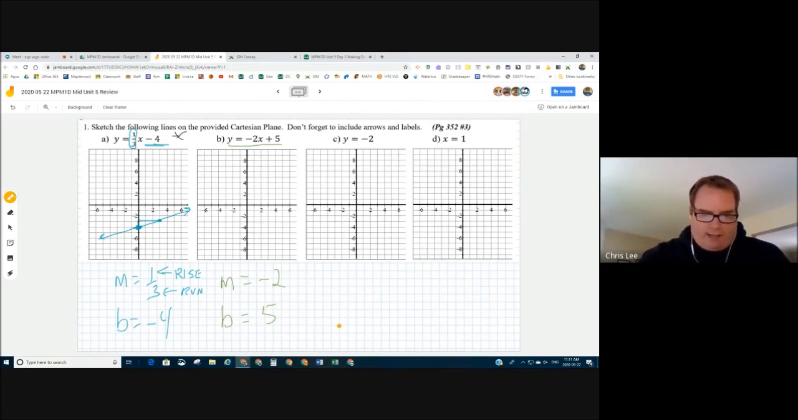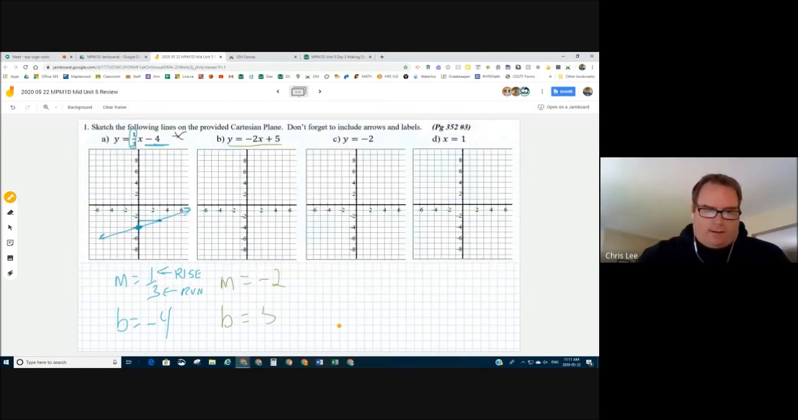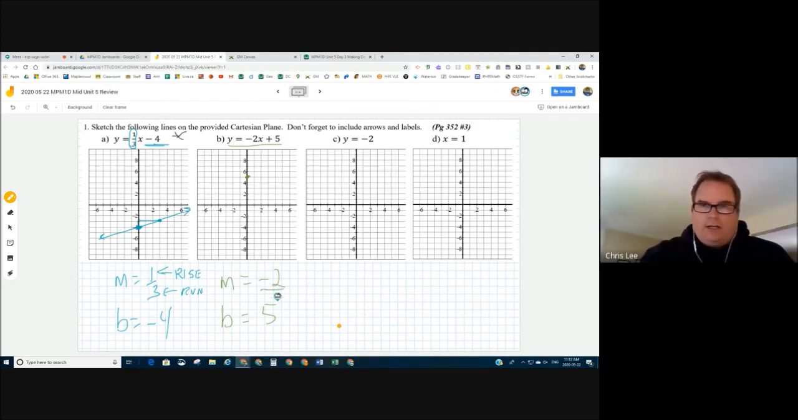So this time we're going to start at +5, which is going to be up on the axis in between the 4 and the 6. So there we are at +5. And if we have a slope of -2, what fraction is -2? -2/1. That's right. Good. So that means our rise is negative and our run is +1. So from there, we're going to go down 2 and over 1 to get our second point.